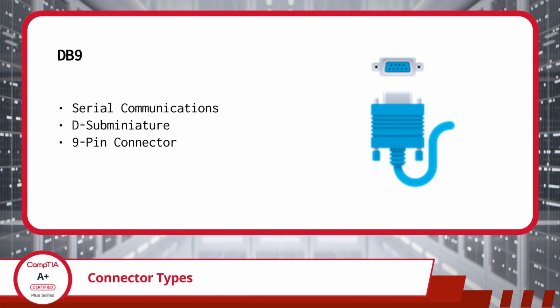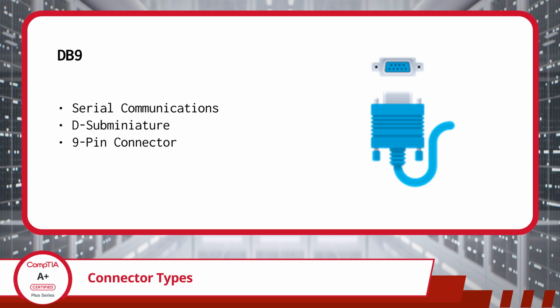The DB9 connector, also known as a D-subminiature 9-pin connector, is a common interface used for serial communication in computer systems and peripherals. Named for its 9-pin configuration, the DB9 connector is characterized by its D-shaped metal shell and screw-locking mechanism, which ensures a secure connection.